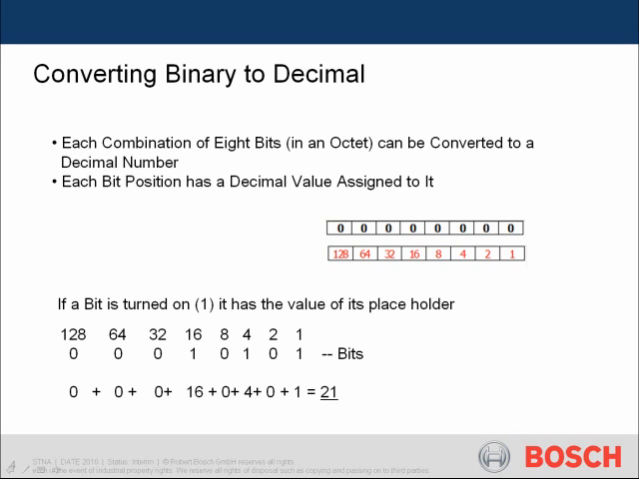Now if a bit is turned on, it actively assumes the value of its placeholder. Here we see an octet where only the 16-bit, the 4-bit, and the 1-bit are actively turned on. If we take and add these decimal numbers together, you'll see that we have a decimal number of 21.